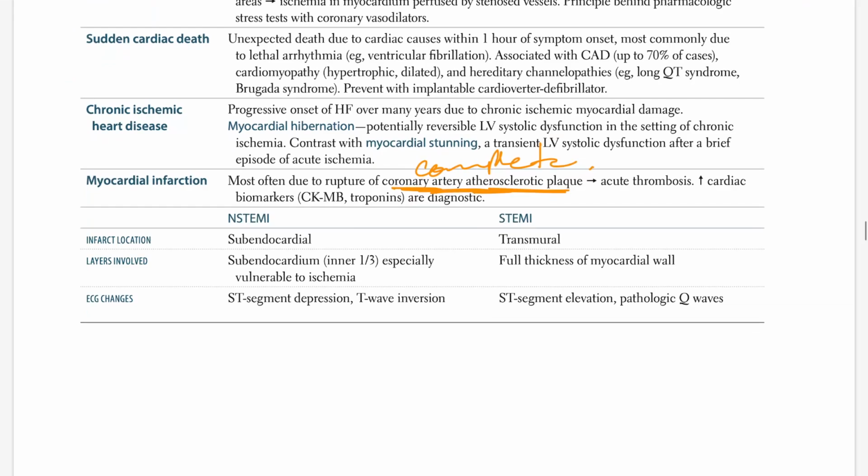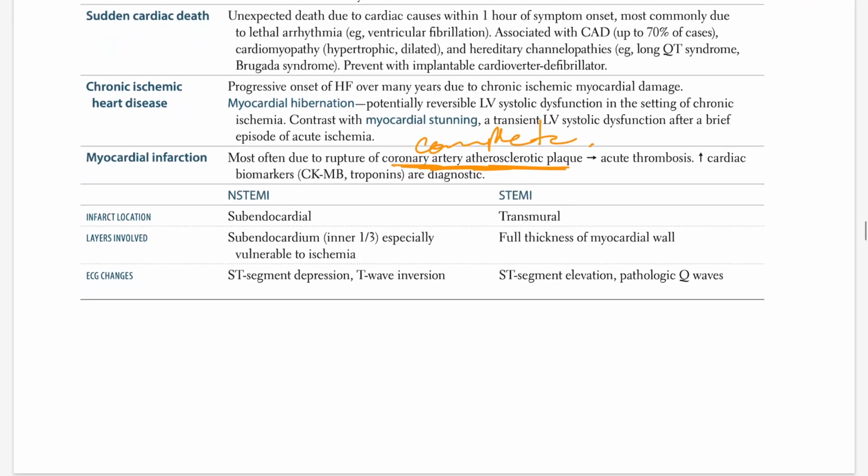Then you have sudden cardiac death. What is sudden cardiac death? As the name suggests, it is a sudden cardiac death. Here you just have unexpected death due to cardiac cause within 1 hour of symptom onset, high yield. Somebody has an unexpected death due to cardiac cause within 1 hour of symptoms. Most commonly due to lethal arrhythmias. Why did it occur in 1 hour? Arrhythmia. Which arrhythmia? Ventricular fibrillation, right? Associated with coronary artery disease in up to 70% of the cases.